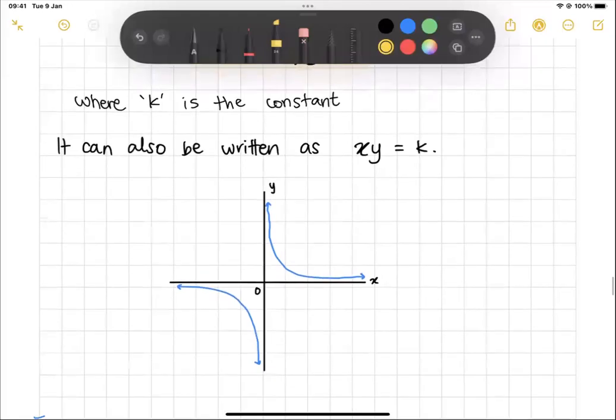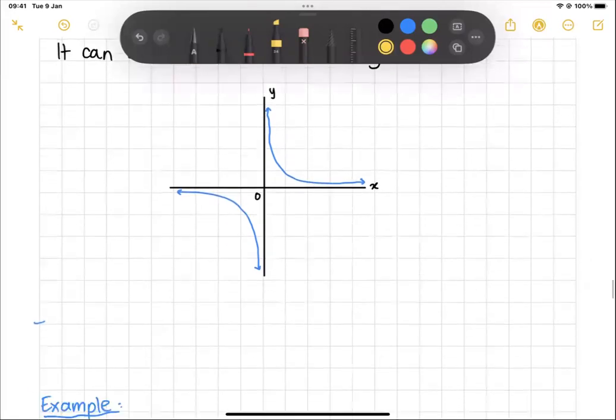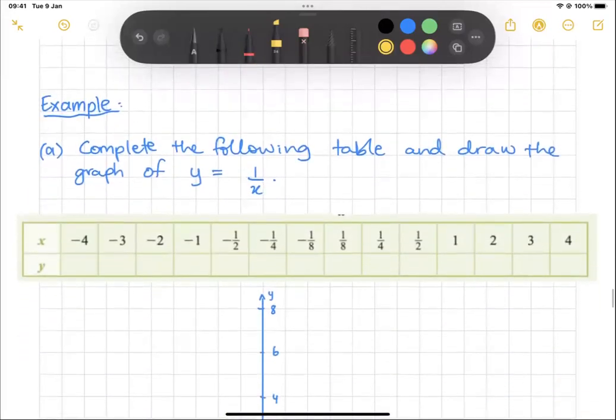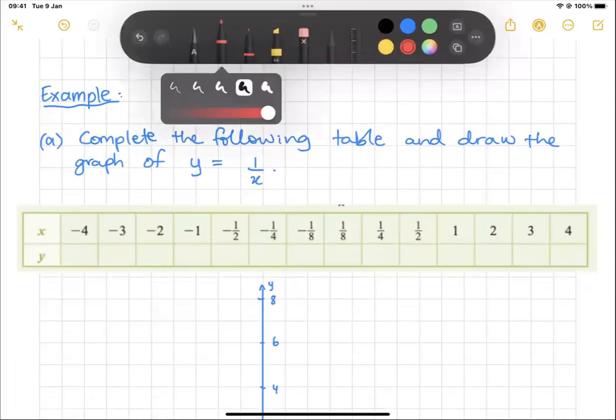The graph will look something like this. Again, it's going to look a little bit different than a parabola, a circle, or an exponential graph. So yeah, let's go to an example and see what happens with this graph. So in this graph right here, in our example, it says complete the following table and draw the graph of y equals 1 over x.